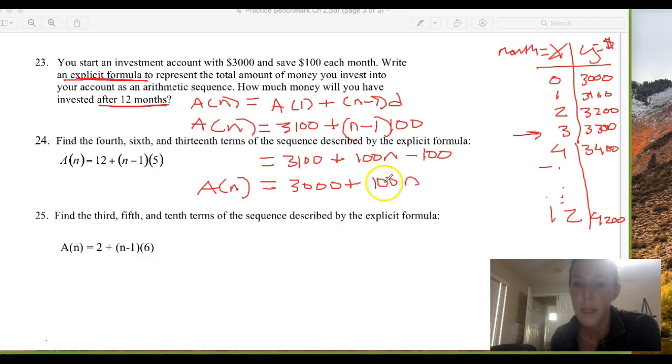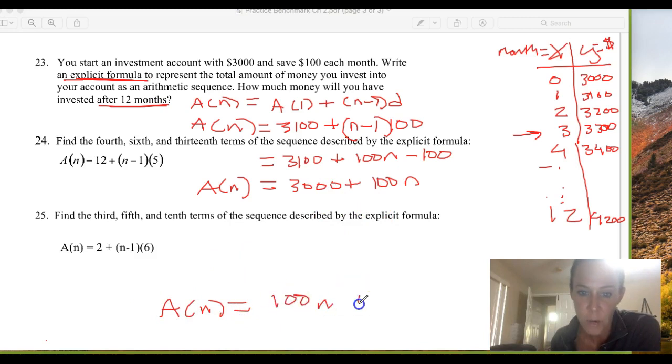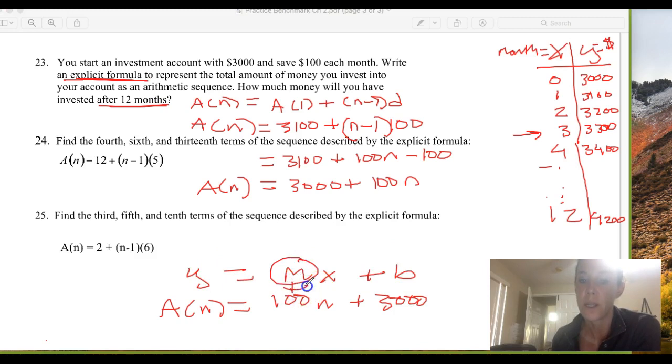Now look, this actually, if I put the 100n first, I'm just going to write this down here so you guys can see the connection. 100n plus 3,000. This is slope-intercept form. Y equals mx plus b. Your slope, look, is your common difference. And your b, or your zero term, is 3,000. That's your zero term. That's your common difference. So the arithmetic sequence, simplified, is actually slope-intercept form. It's all connected. All right, so just a little tidbit on that.